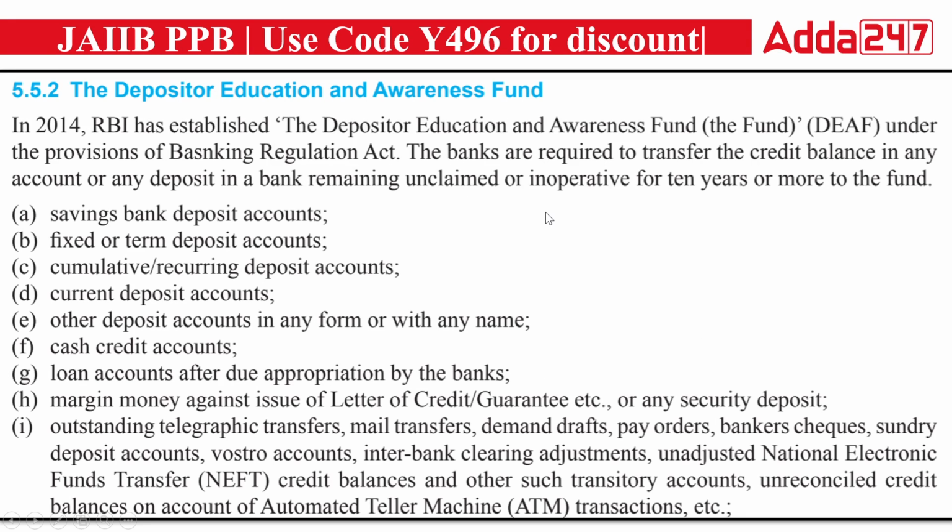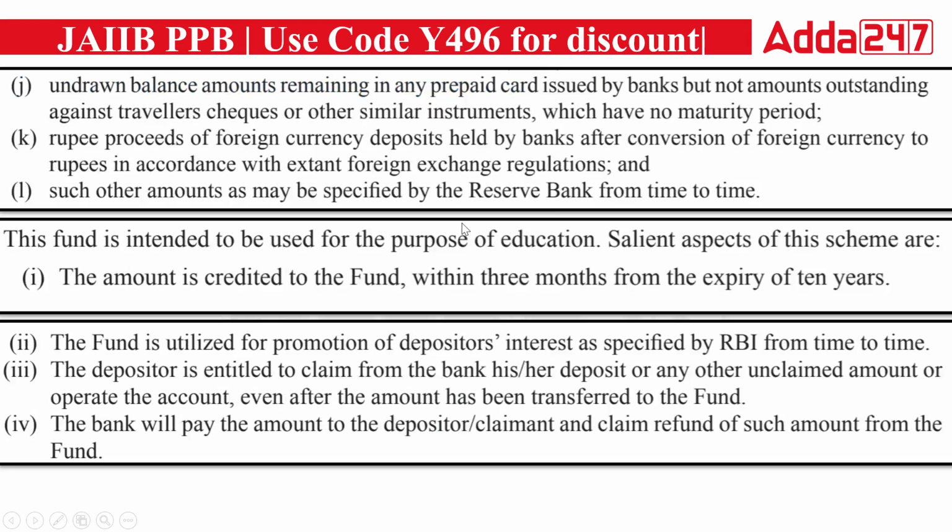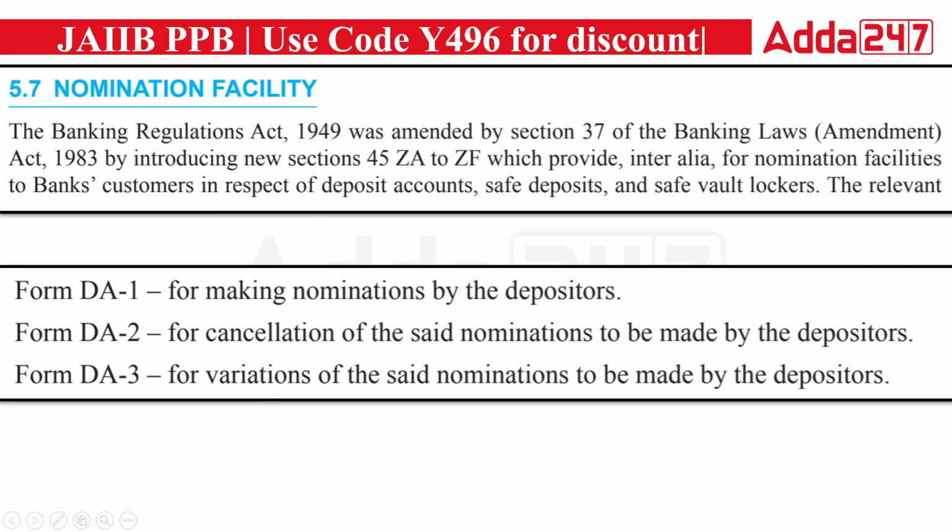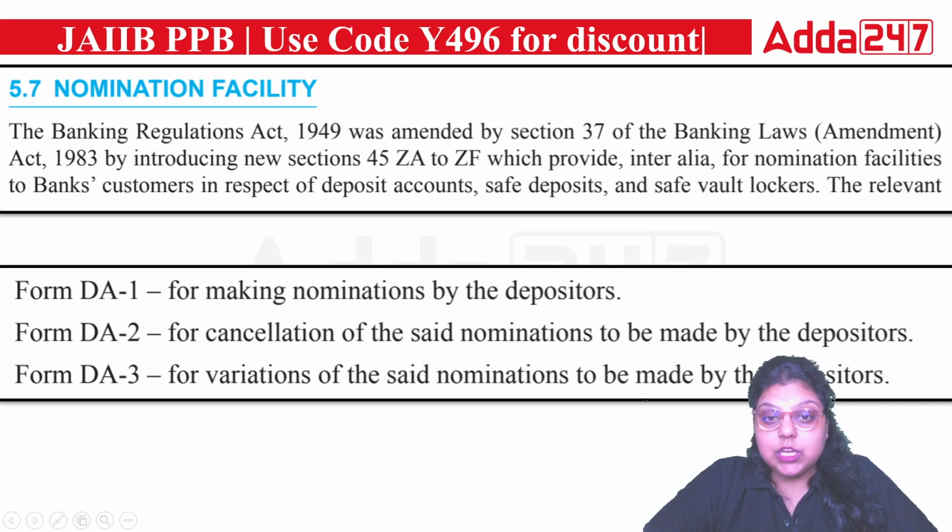Okay. Now, next we have the nomination facility. The Banking Regulation Act 1949 was amended by section 37 of the Banking Laws Act 1983 by introducing new sections 45ZA to 45ZF, which provide inter alia for nomination facilities to bank customers in respect of deposit accounts, safe deposits, safe vault, lockers.